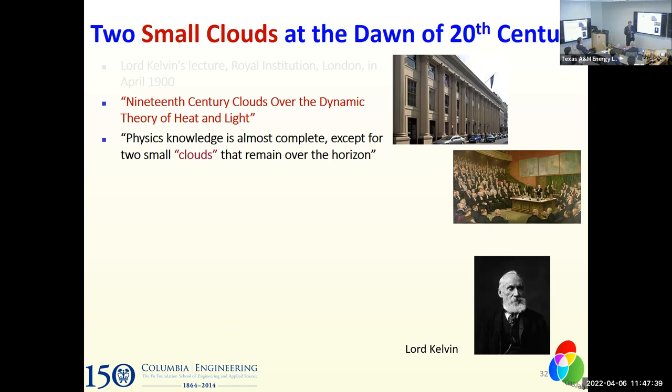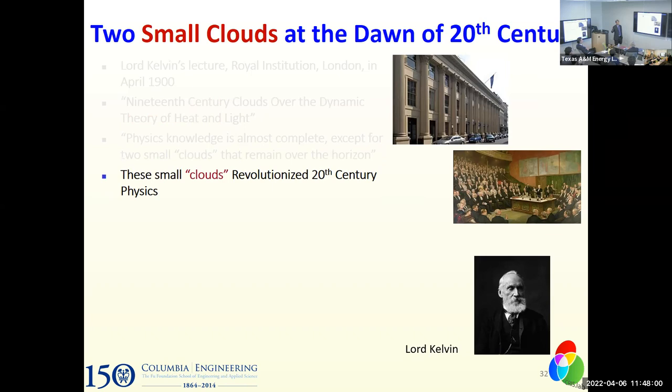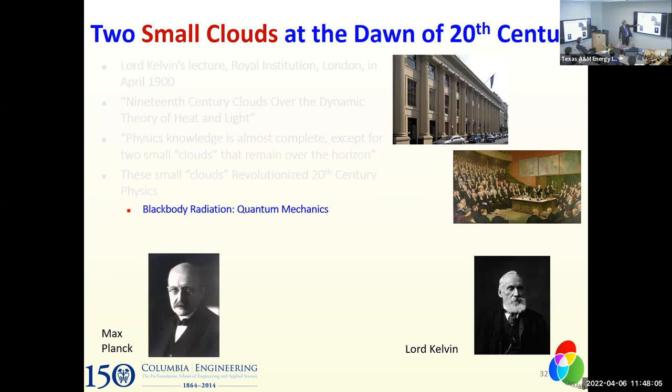He said there are two small clouds that remain over the horizon. Kelvin recognized that not all is well, but he also underestimated these clouds, because he said there were two small clouds. And it turned out those two small clouds revolutionized 20th century physics and chemistry and everything else. One was the black body radiation problem. Around the same time when Kelvin was talking, same year, within months, Max Planck published his quantum hypothesis, and that was the birth of quantum mechanics.